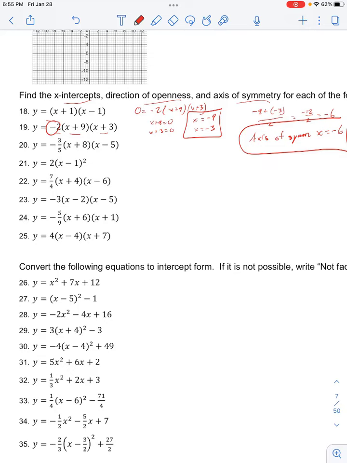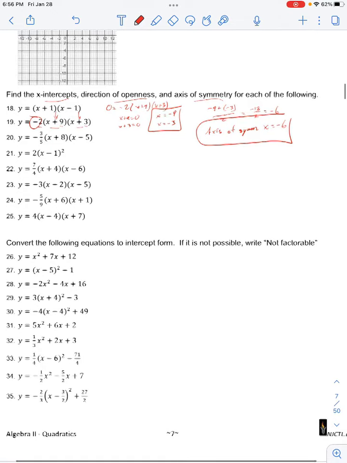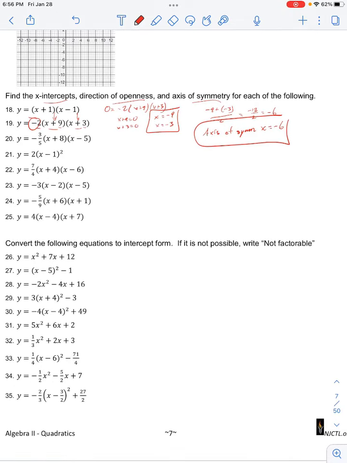And if we have a very large negative that is greater than both 9 and 3, then we have a negative times another negative, which would be positive, but then we still have this negative out in front of the 2. So the whole function approaches negative infinity as we look at the end behavior. So the direction of openness would be downwards, approaching negative infinity.